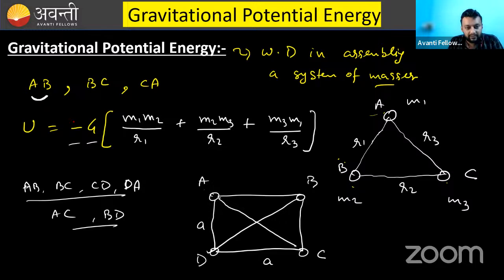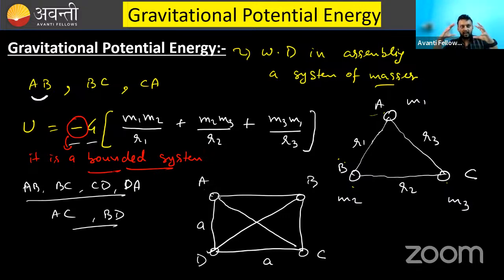Now, one more point that I need to tell you. What is the meaning of the negative sign here? This is a very important question, and you should remember it. Whenever you see potential energy with a negative sign, you should conclude that there is an attraction force between the particles of the system. In other words, you can say that the system is a bounded system. So what is the meaning of this negative sign? It is a bounded system, and the forces are attractive in nature.